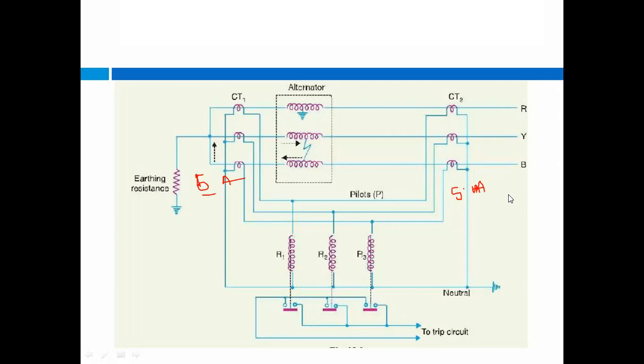And next one is the tap changer. There is no tap changer used in the alternator, but in transformers we are using the tap changer, right? So these are some differences between the differential protection of the alternator and the transformer. So I hope all of you got this differential protection scheme.